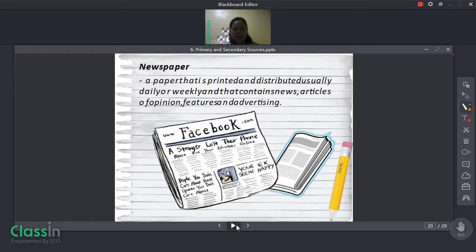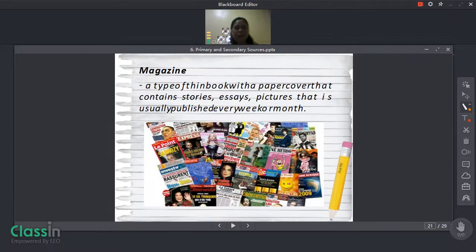And then same with the magazines. The pictures that we can see in the magazines, the feature stories in the magazines, are coming from different persons or different people. They just collected it. They just collect the pictures, place them in the magazine, and then publish it. That's why it becomes a secondary source of information.